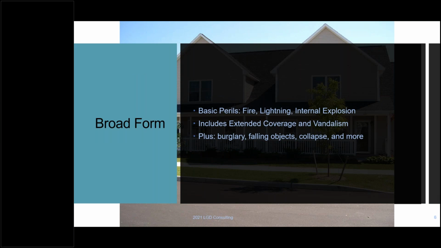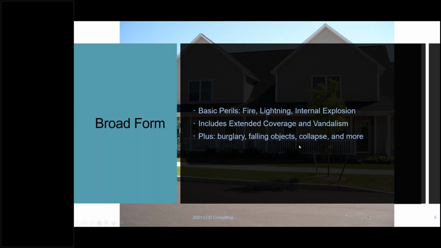So basic is, again, fire, lightning, internal explosion. You could add extended coverage. You could add vandalism. But instead, just roll up to the broad form, the DP2, because it includes the basic perils, right? The fire, lightning, internal explosion. It includes extended coverage and vandalism now as part of the program. But it also gives you additional perils. And the ones I'm emphasizing here are burglary, falling objects, and collapse.